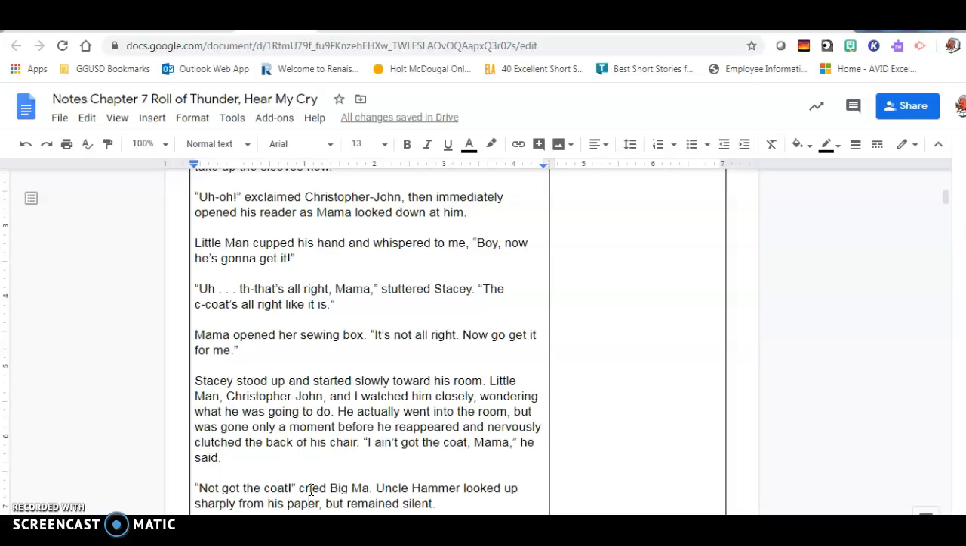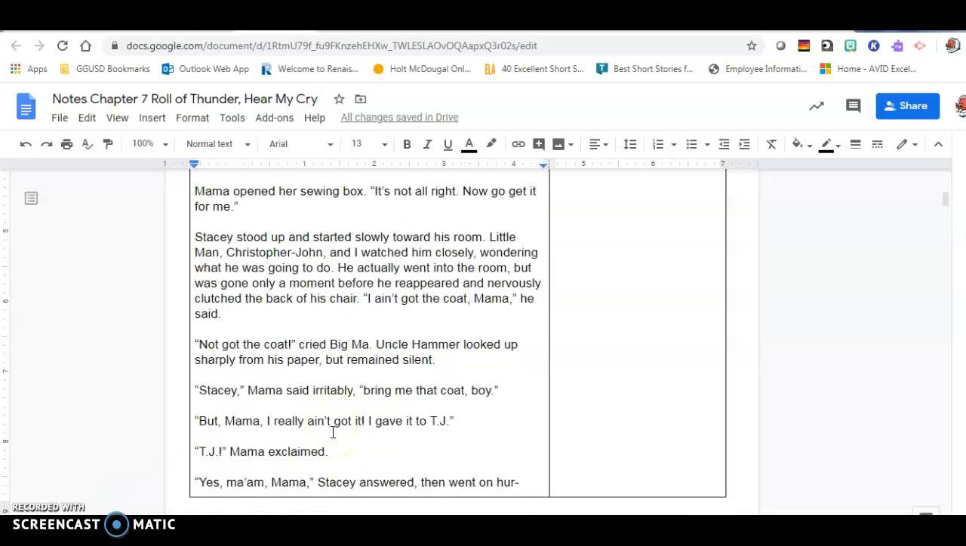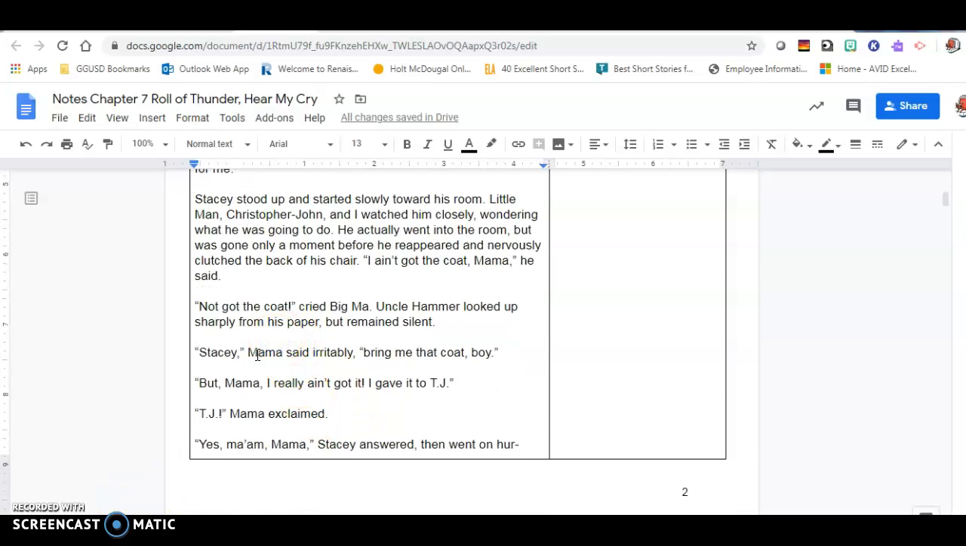Okay, so a quick reminder here. What coat are they talking about? We should be remembering that he received a coat from his Uncle Hammer as an early Christmas gift, because Uncle Hammer saw that the coat he had at that time was in really bad condition. So now Stacy's mom was asking him to get it so that she could fix it. And now he's saying he doesn't have the coat. So that's very interesting. Okay, let's keep going.